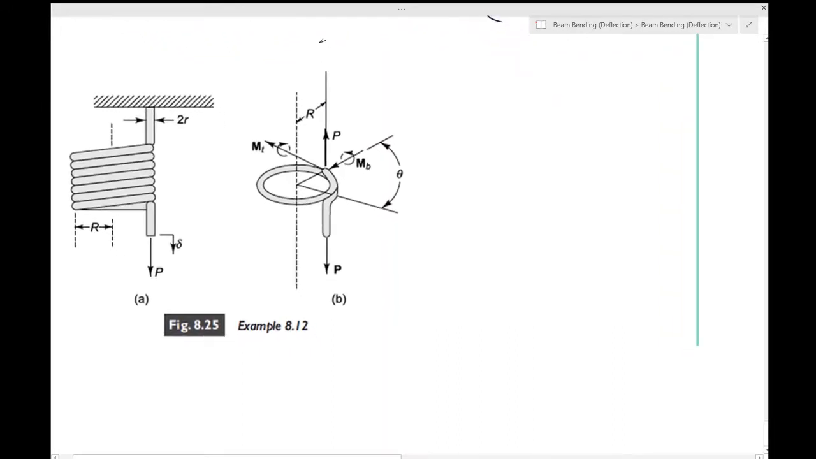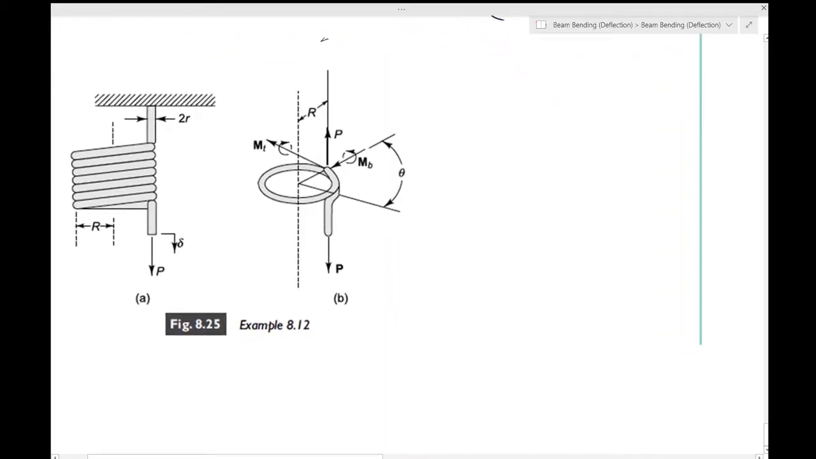Let me just zoom in. You want to now again use Castigliano's theorem on a member subjected to simultaneous bending and twisting. Remember, in the previous example twisting was missing, but we wanted to do that, so we have taken this question. So you have both bending and twisting in this situation, and you want to find the deflection of the tightly coiled spring in figure 8.25a. You have a tightly coiled spring and you want to find this deflection delta.